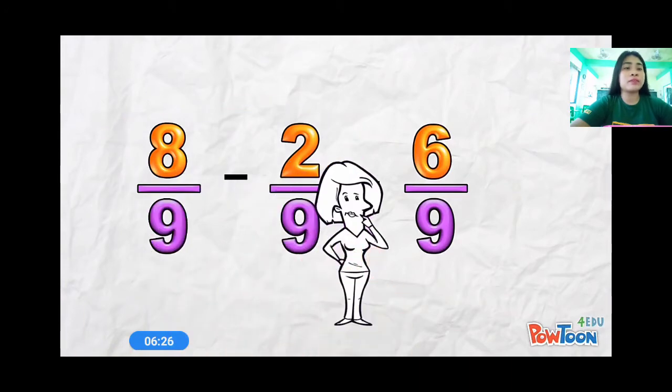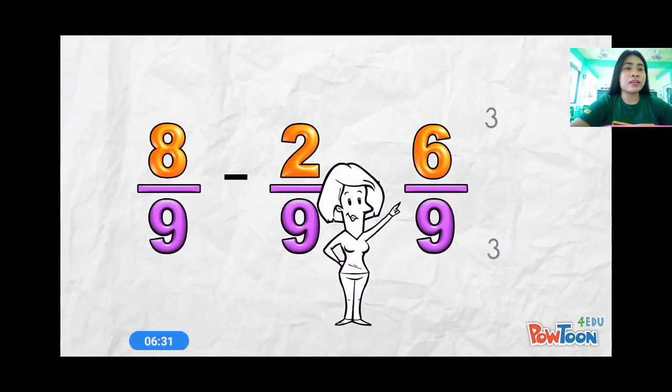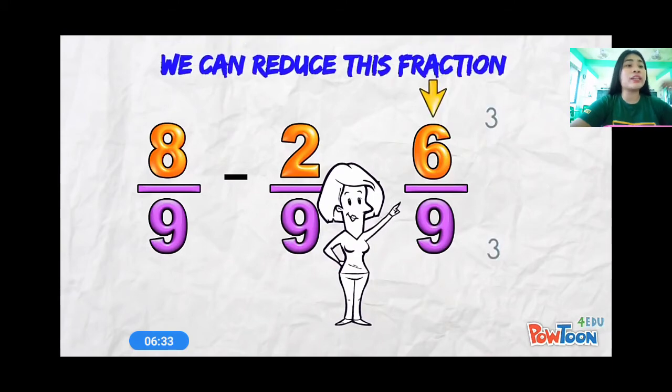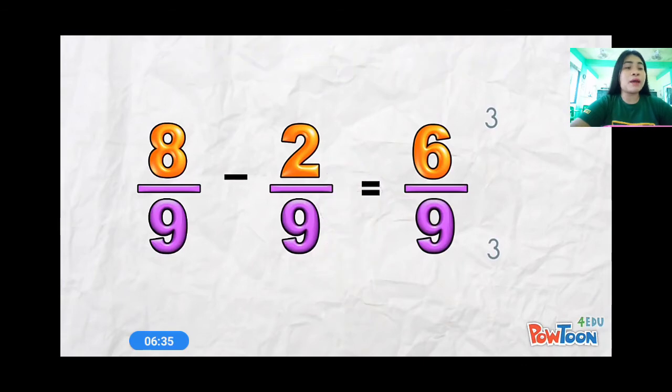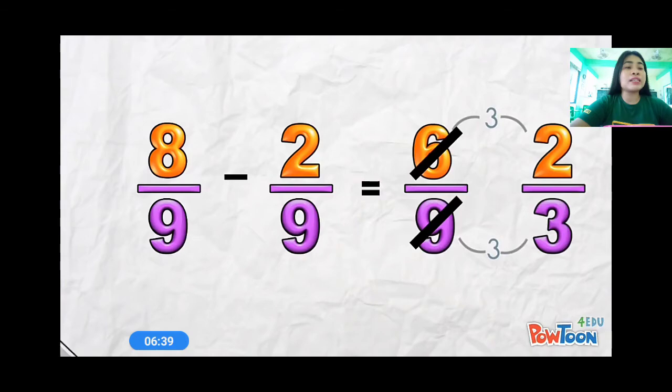6/9. Notice anything? 6 and 9 are both in the 3 times table. Yes. So we can convert it to lowest term by dividing it by 3. So the final answer is 2/3.